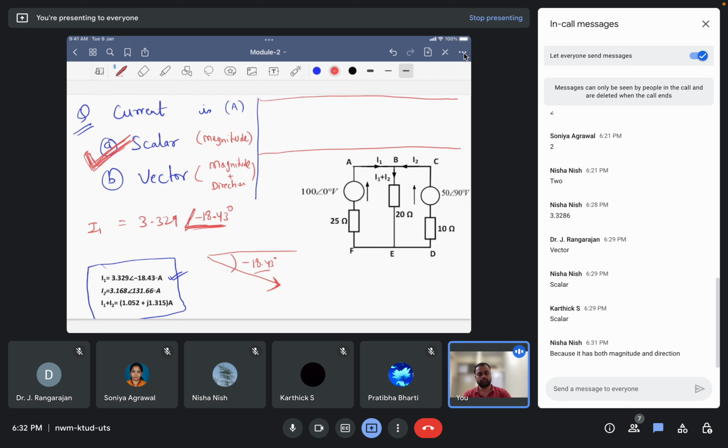So the correct answer is current is a scalar quantity, and the simple reason is it doesn't follow the vector law of summation. For example, if we have a current I here, and this current distributes itself into I1 and I2, then simply I is equal to I1 plus I2. This does not depend upon this angle theta. This doesn't follow the vector law of addition. So that is why we say current is a scalar quantity. It does not depend upon the direction.